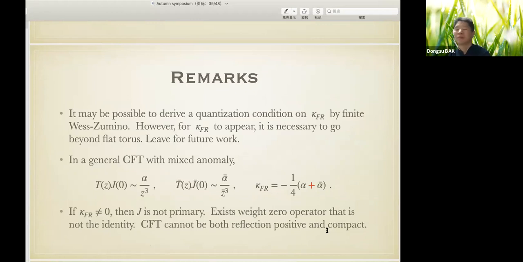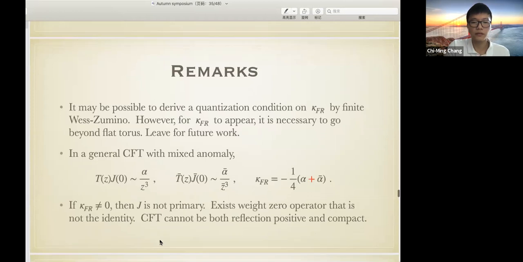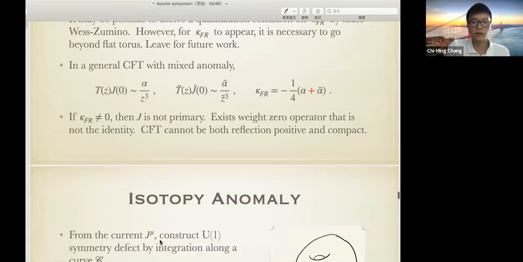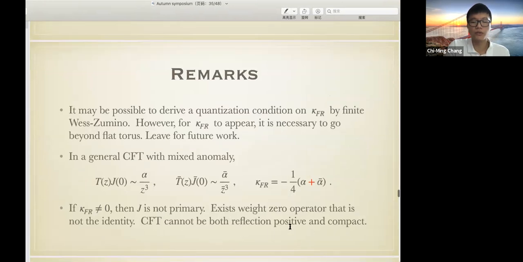We can find other systems that are non-compact and have this mixed anomaly. So of course the bc ghost system is compact but not reflection positive, and there are some other systems that are reflection positive but not compact, and that can also have this anomaly.